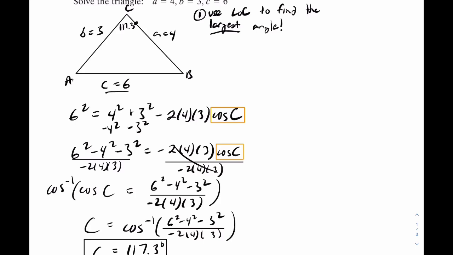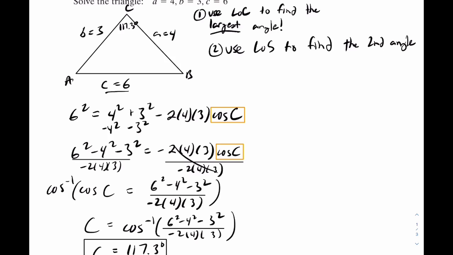That means that's really good that we found the biggest angle, because now we know angle A right here and angle B right here, those two angles have to be acute. They have to be smaller than the largest angle in the given triangle. Which means, once we've done that, step 2 is use law of sines to find the second angle. And it won't matter which one you choose, because they're both acute.